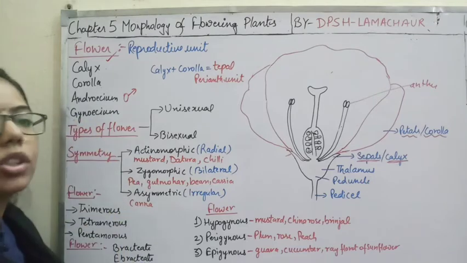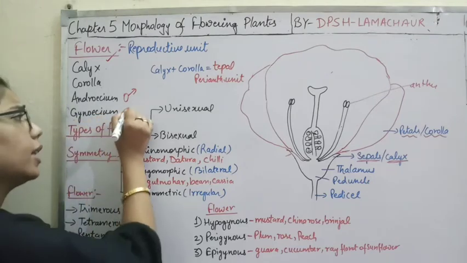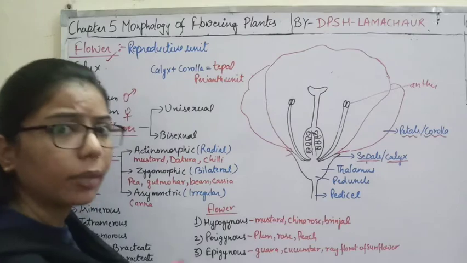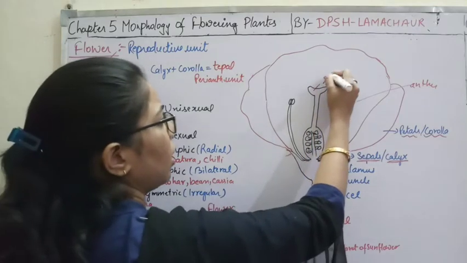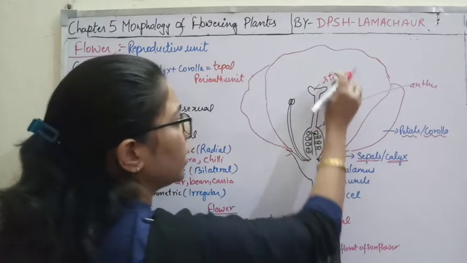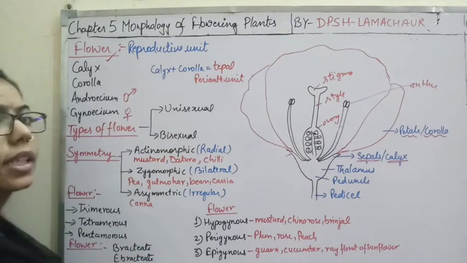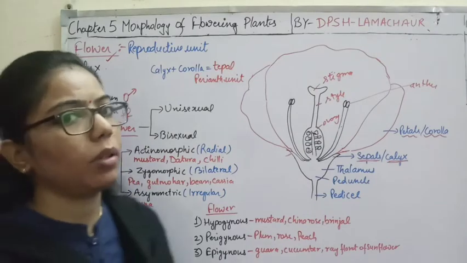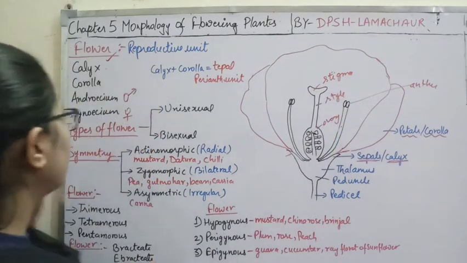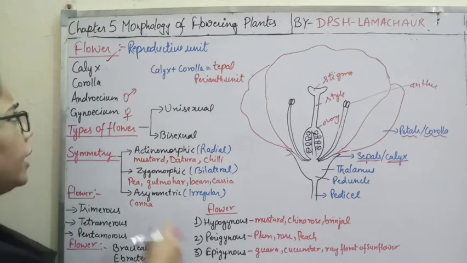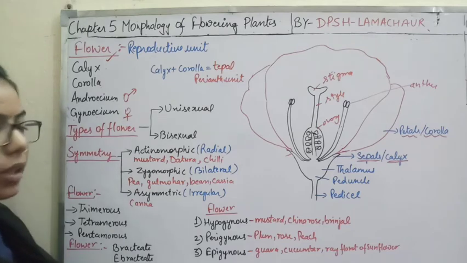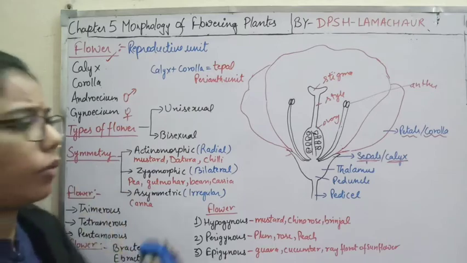And another one is the gynoecium. Gynoecium is the female reproductive unit. Here we have drawn the female reproductive part also. It is composed of the stigma, style, and ovary. All these three together are known as the gynoecium, which is also known as the carpel. This part is known as the stamen, and this part is known as the carpel. So we have done all four parts. Later on we will study the arrangement of sepals, petals, androecium and gynoecium. Here we have done only the different parts of the flower.